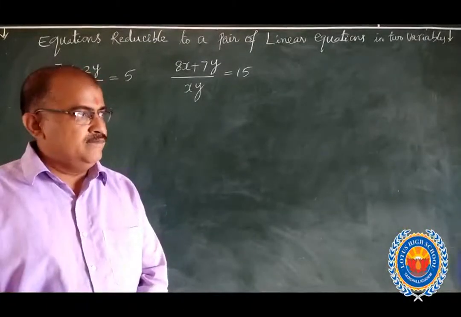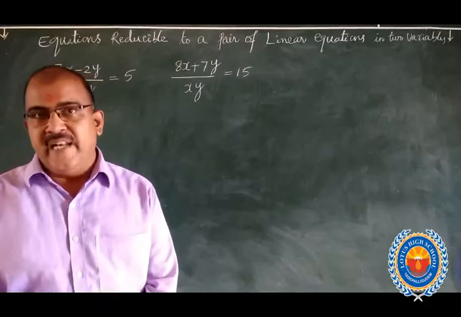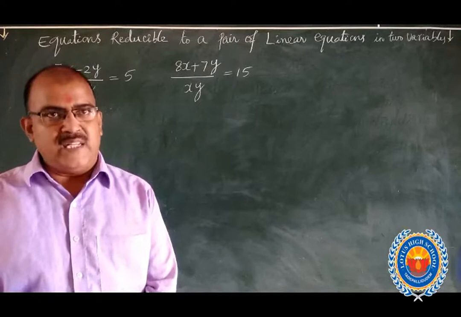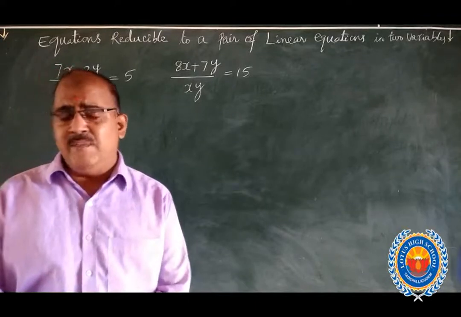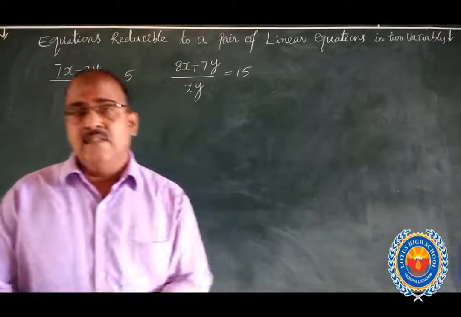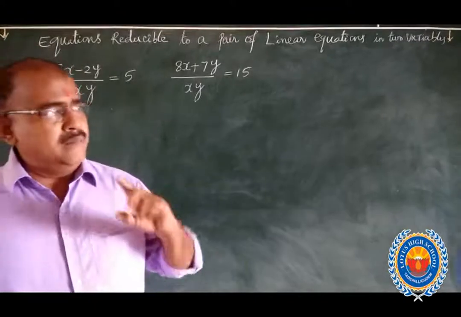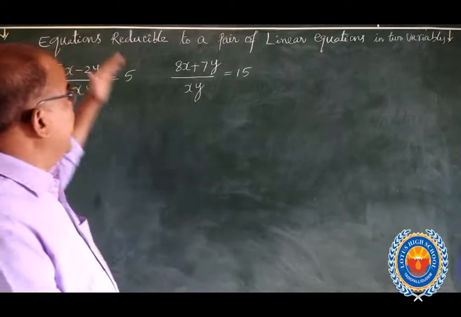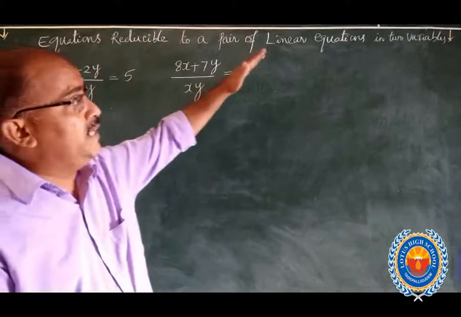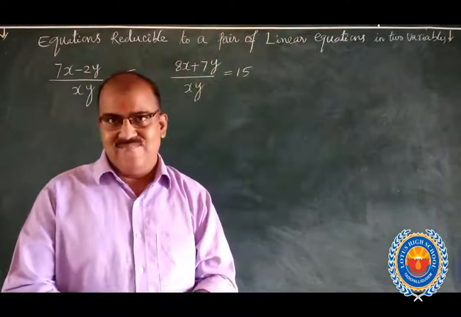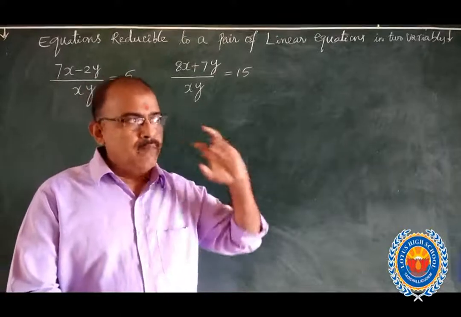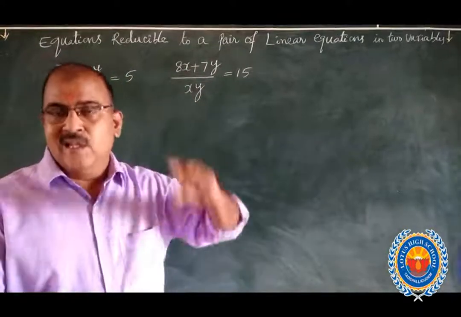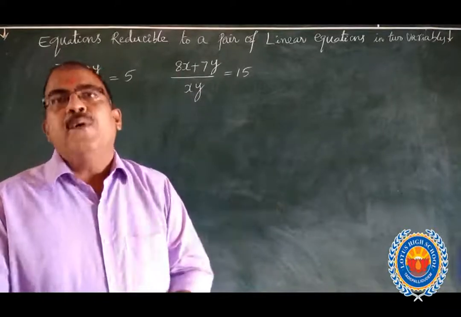Already we learnt in the chapter pair of linear equations in two variables the three important methods. What is that? Substitution method, elimination method, and cross multiplication method. And in the previous video I explained the very important topic: equations reducible to pair of linear equations in two variables. That is part 1. Now today part 2.